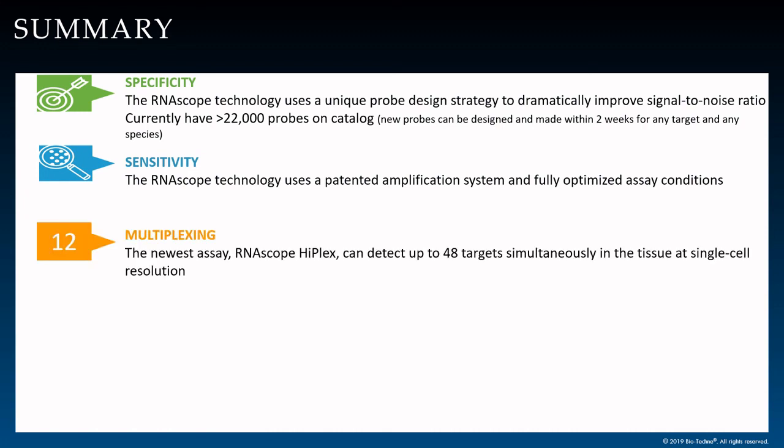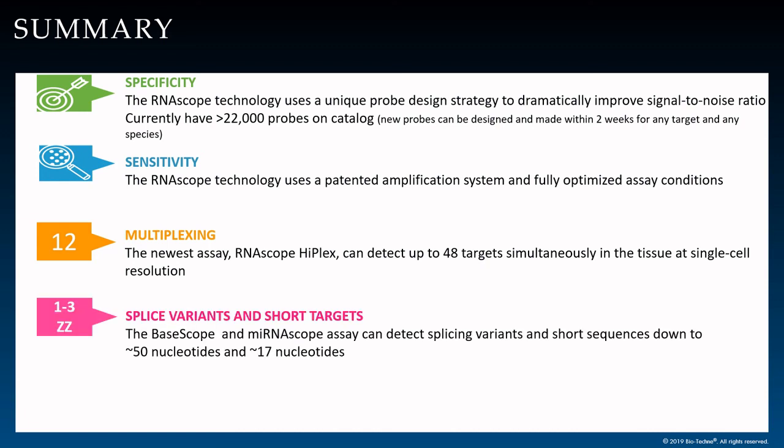Our multiplexing assays, along with our HiPlex assays and the new expansion that will come out soon, will allow you to detect up to 48 targets simultaneously in the single cell and tissue context. But with that being said, you can also plex down. If you don't need that many, we have options with our 4-plex assays and 12-plex assay as well. Our other assays, such as SpaceScope and microRNAscope, will allow you to detect targets such as splice variants and short sequences down to approximately 50 nucleotides and 17 nucleotides.